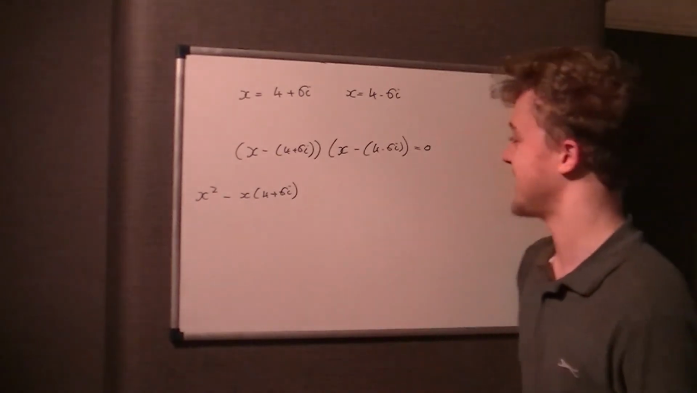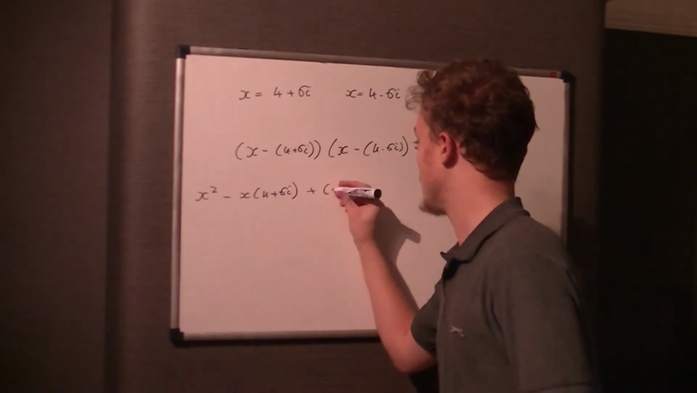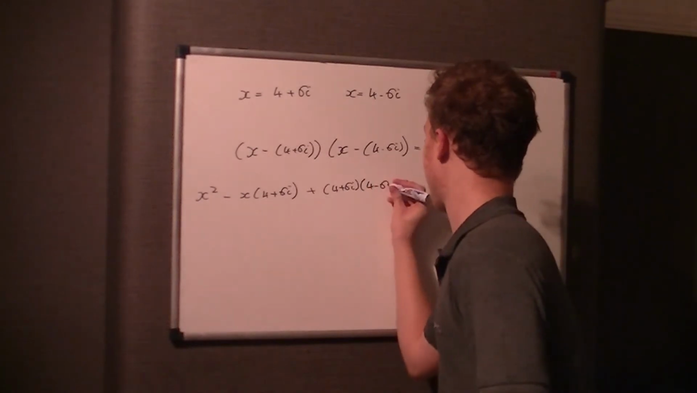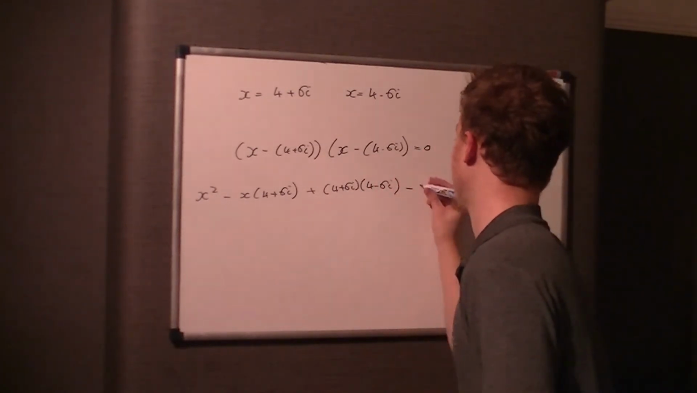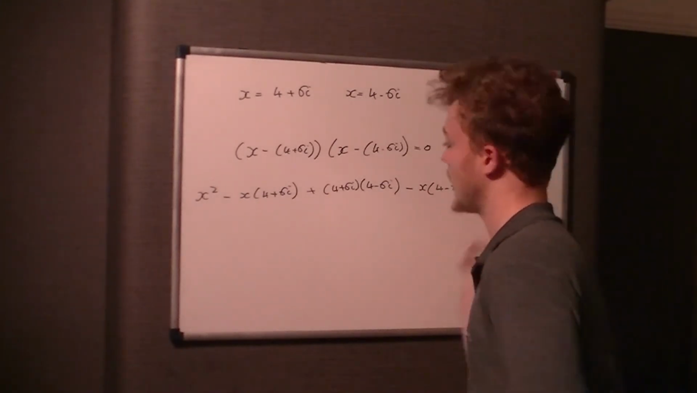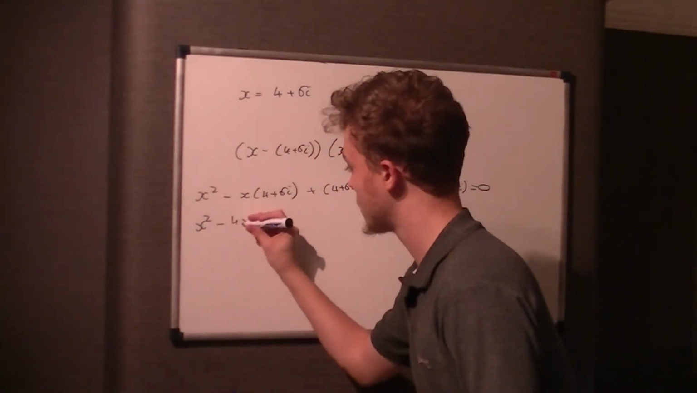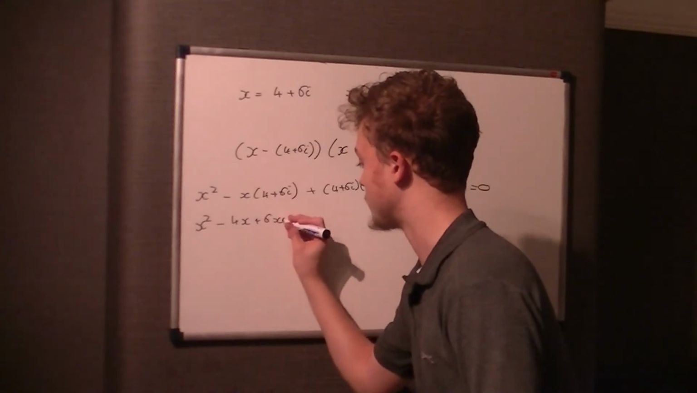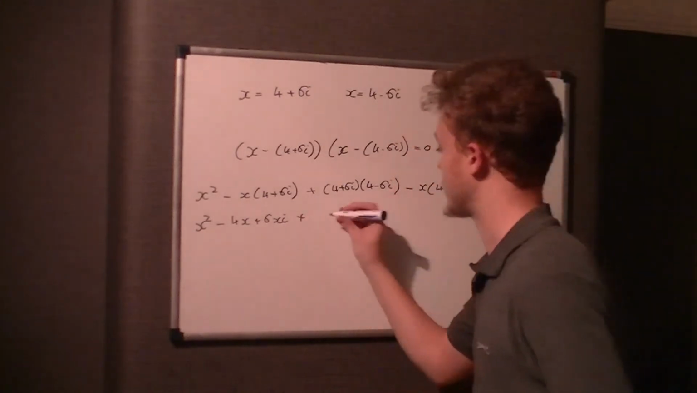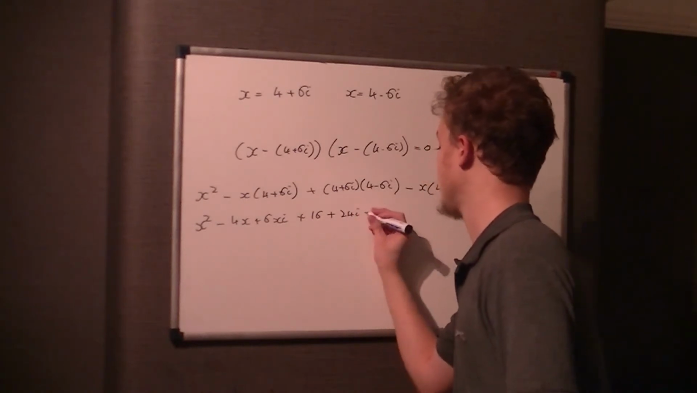Negative 4 plus 6i times negative 4 take 6i, so that's plus 4 plus 6i brackets 4 take 6i, and then negative x 4 take 6i. That equals 0, and then it's just a case of expanding it, so obviously the x squared don't do anything. Take 4x plus 6xi, which we know is going to be countered by something, but still write it in. And then just expand the double brackets, so that's 16 plus 24i, take 24i.